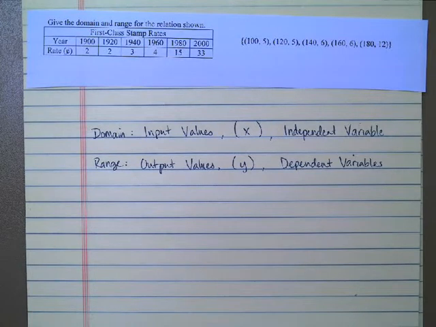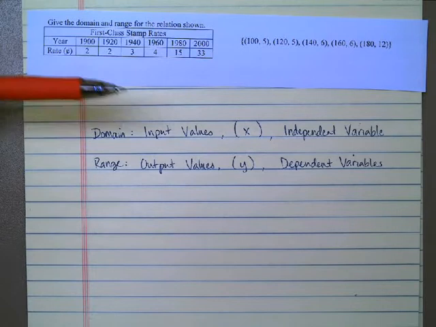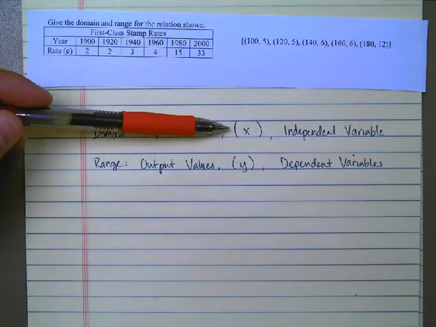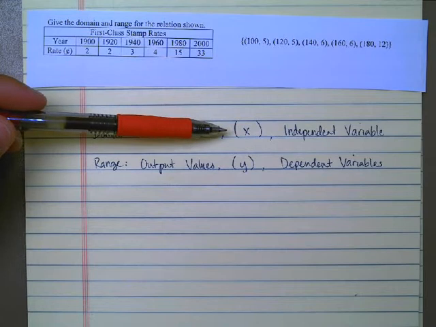In this video I'm going to be talking about how to find the domain and range for a relation. First of all, we have to know what the domain and range actually are. In the domain we can think about a couple of ways. We can think of the domain as the set of input values, or sometimes it's more convenient to think about it as a set of x values, which is what's going to happen most likely in this class.